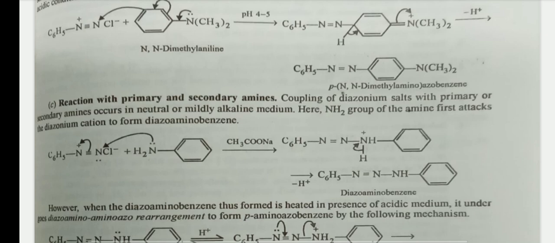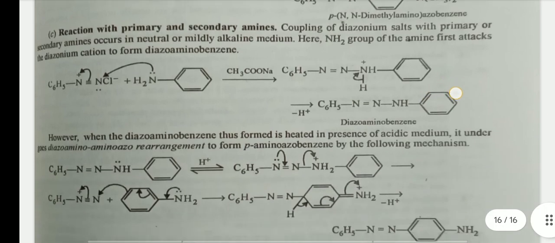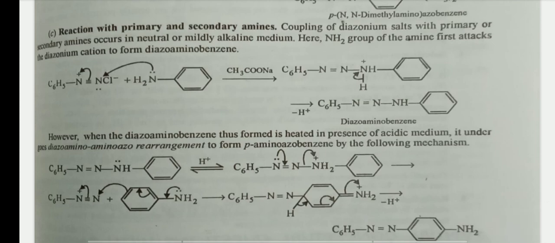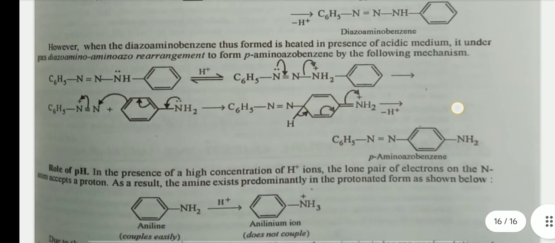Here, the NH2 group of the amine first attacks the diazonium cation to form diazoaminobenzene. However, when the diazoaminobenzene thus formed is heated in the presence of acidic medium, it undergoes diazoamino-amino-azo rearrangement to form p-aminoazobenzene by the following mechanism.